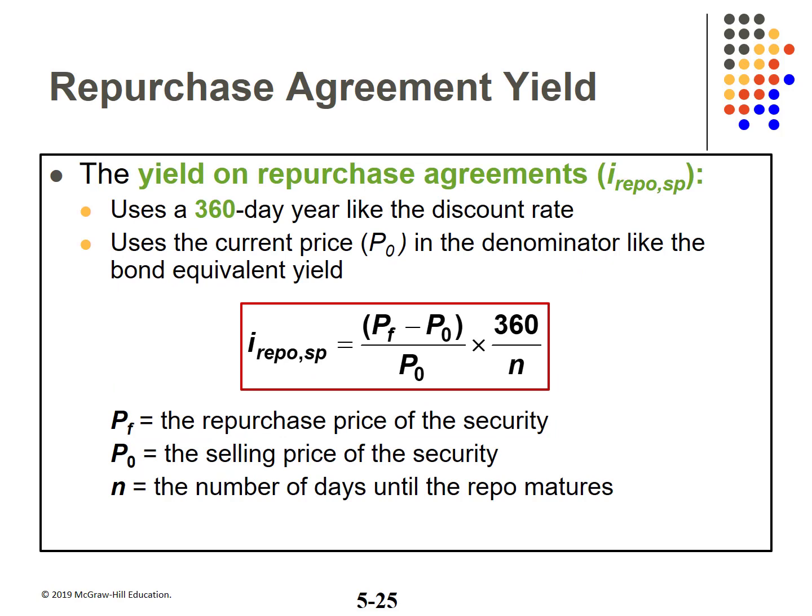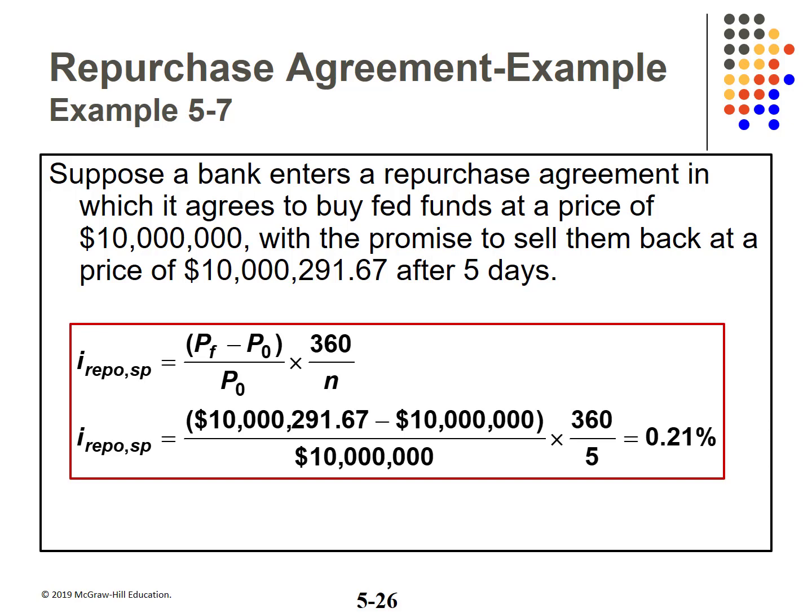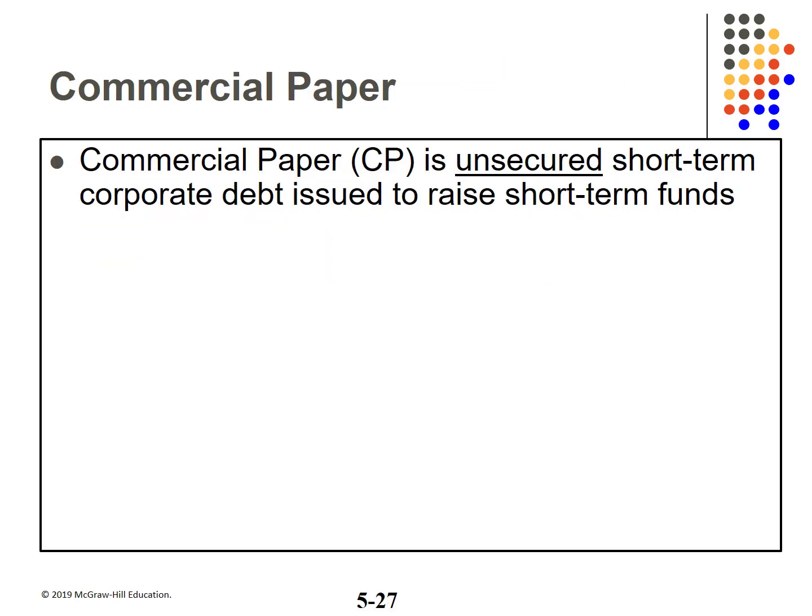The yield on repos is a single payment yield. It uses a 360-day year. The denominator is the purchase price. Note that the single payment formula subscript is denoted as repo. Example 5.7. A bank enters a repo agreement to buy Fed funds at $10 million. They promise to sell them back at a price of $10,291.67 after 5 days. To find the single payment yield, we use the equation shown on the slide and find a yield of 0.21%.